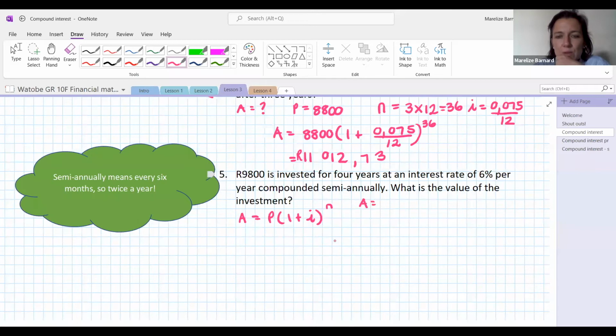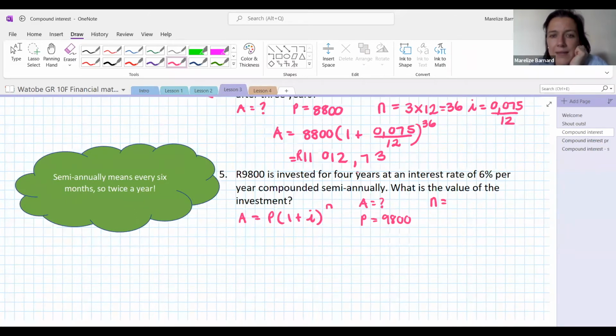So A is what we are solving for. P is the amount of money we put away, that's 9,800. Andiswa, we are not dividing by 36. We are raising it to the power of 36 because you are investing the money for 3 years and your interest is compounded monthly. So 3 times 12 is 36. That's where it comes from. Okay, back to the current problem. So P is 9,800.